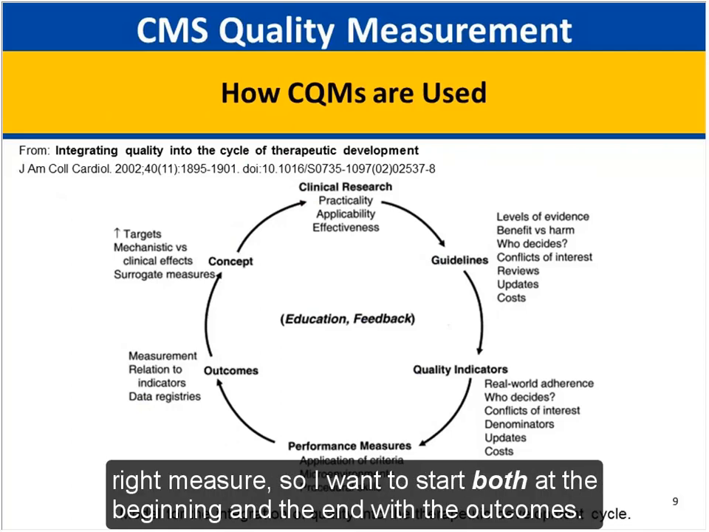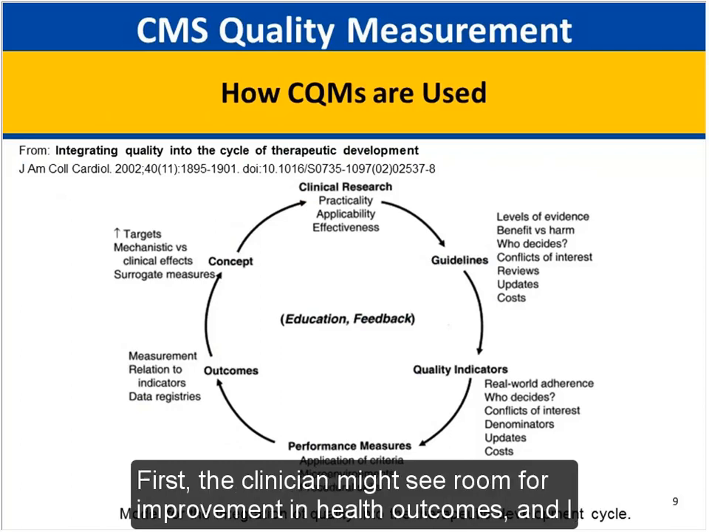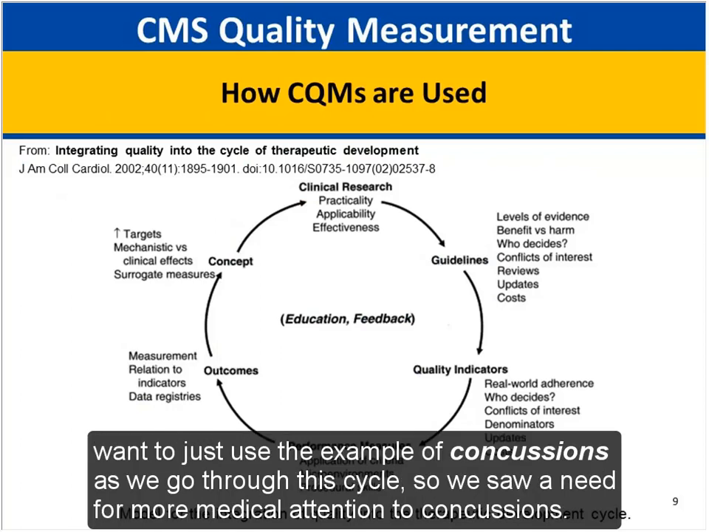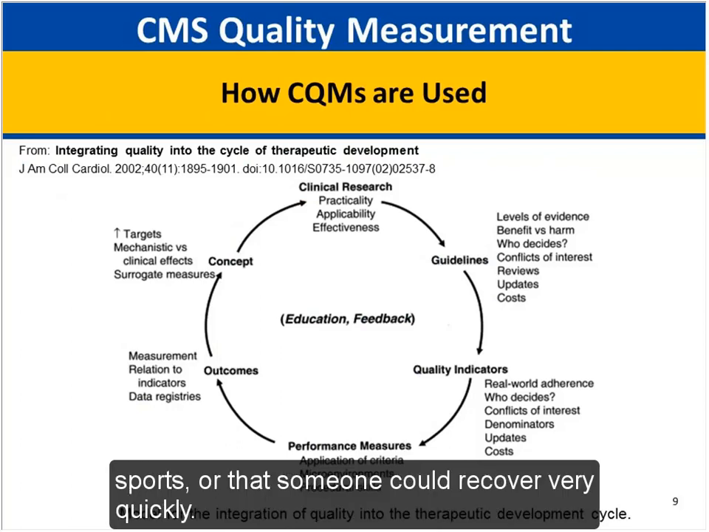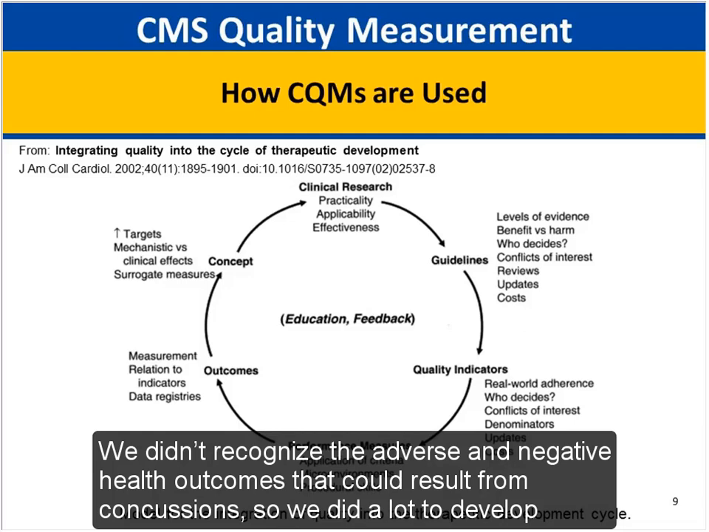So I want to start both at the beginning and the end with the outcomes. First, a clinician might see room for improvement in health outcomes. And I want to just use the example of concussions as we go through this cycle. So we saw a need for more medical attention to concussions. Previously, concussions were just sort of thought of as a rite of passage to playing sports, or that someone could recover very quickly, and we didn't recognize the adverse and negative health outcomes that could result from concussions.